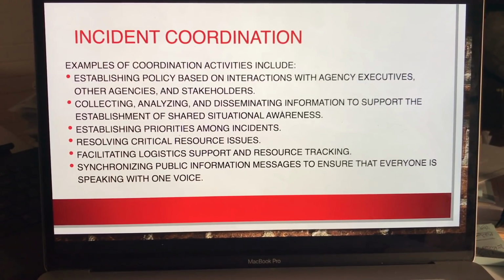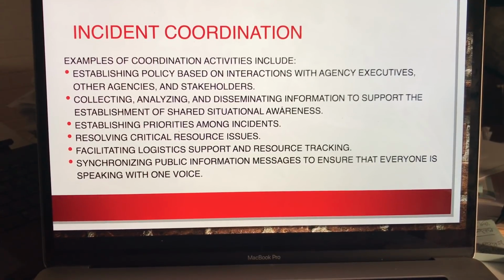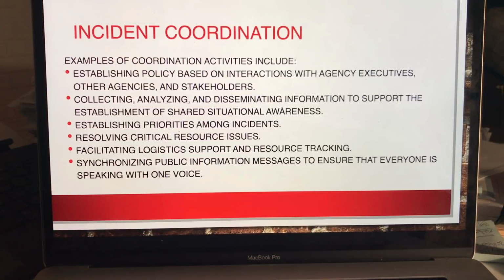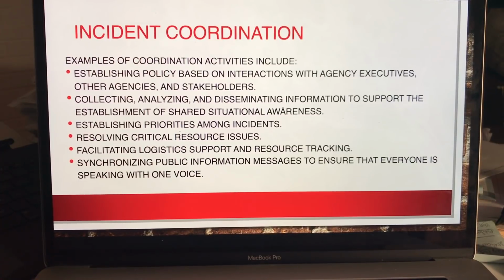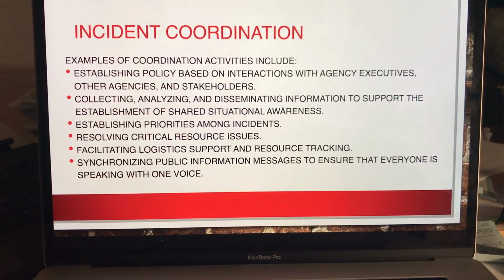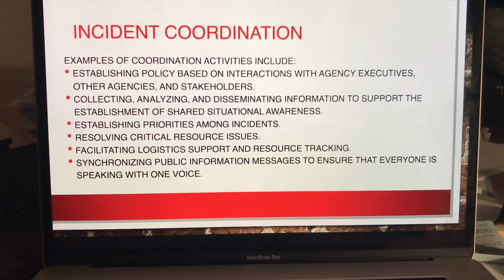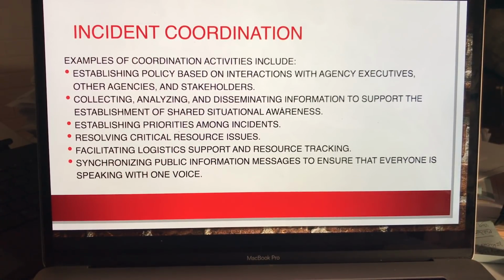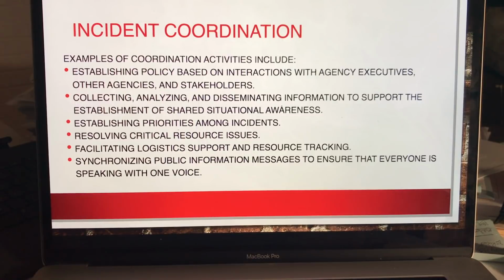Incident coordination. Examples of coordination activities include to establish policy based on interactions with agency executives or other agencies and stakeholders, collecting, analyzing, and disseminating information to support the establishment of shared situational awareness, establishing priorities among incidents, resolving critical resource issues, facilitating logistics support and resource tracking, synchronizing public information messages to ensure that everyone is speaking with one voice.